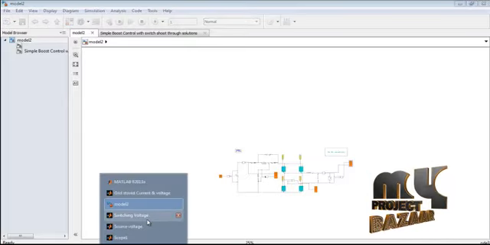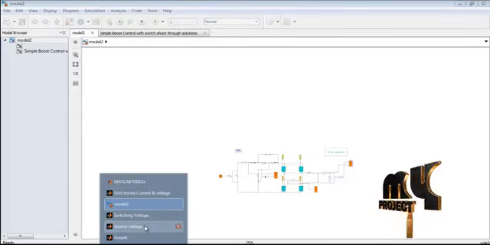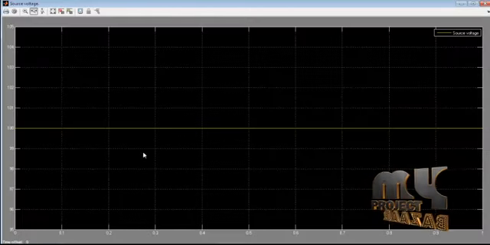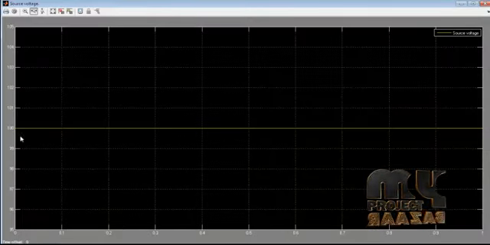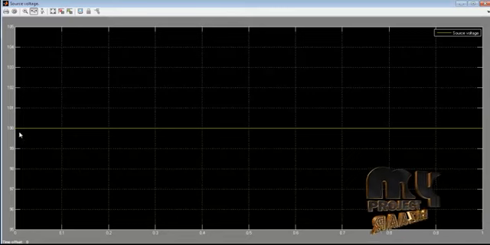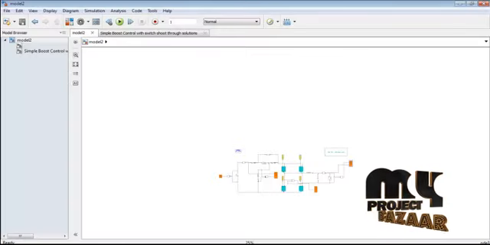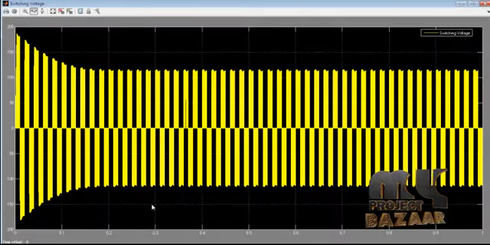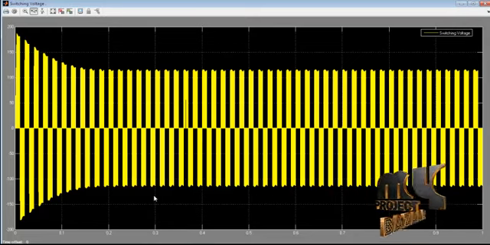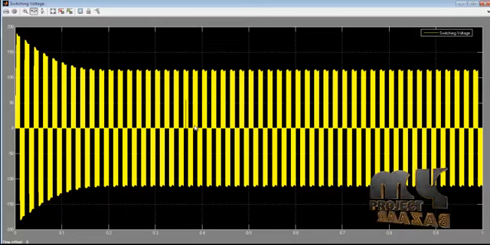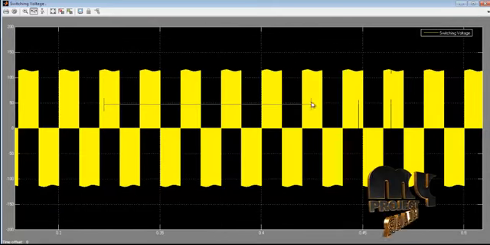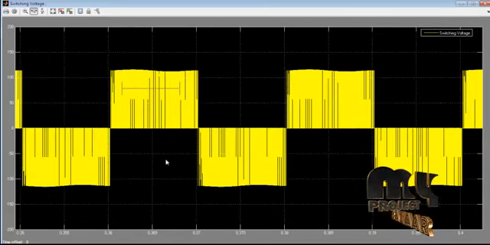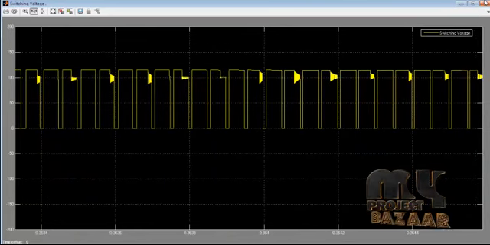Next we can see the source voltage. This is the input source voltage, a constant DC source of 100 volt. Next we can see the switching voltage. This is the switching voltage, the difference between one leg and the other leg of the converter. See, there is a constant DC.